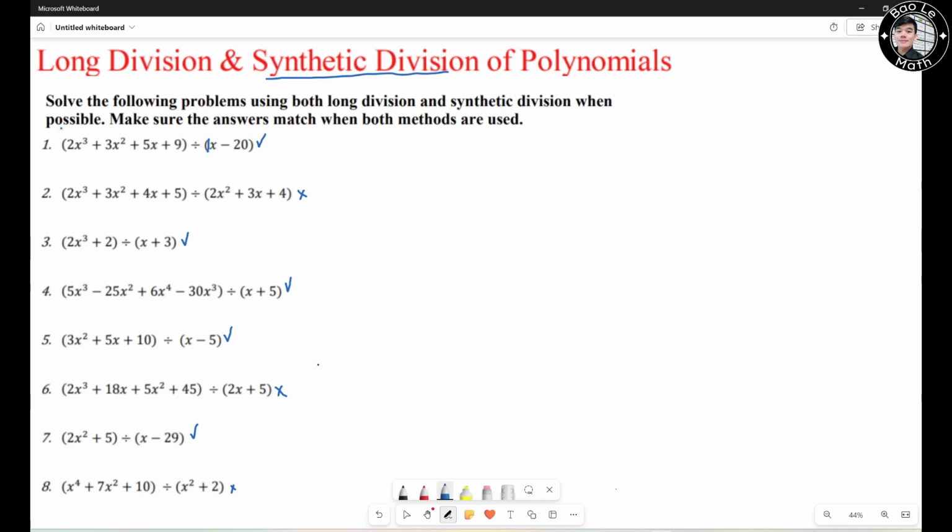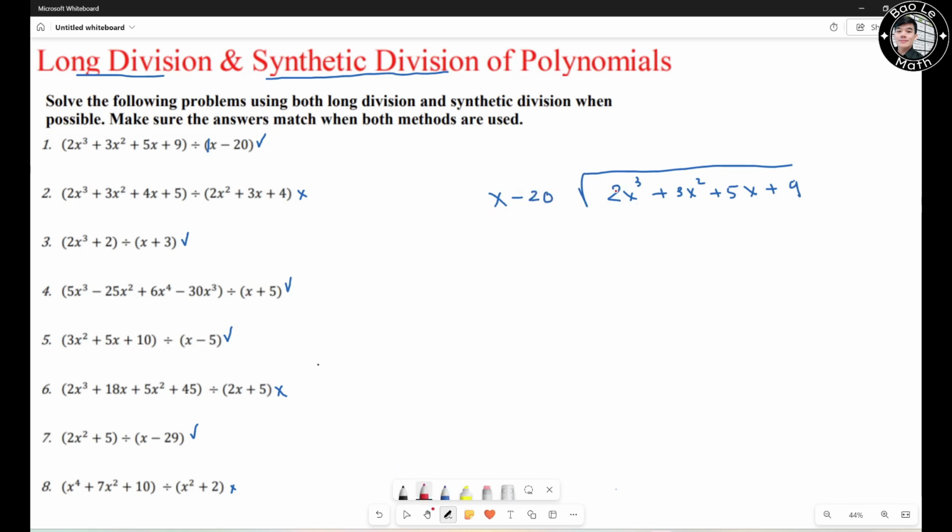Okay, now let's do number 1. First we're going to do long division. This is how we do it. We just rewrite 2s cubed plus 3s squared plus 5s plus 9 divided by s minus 20.